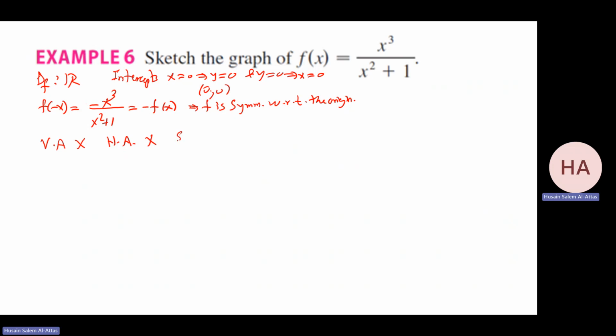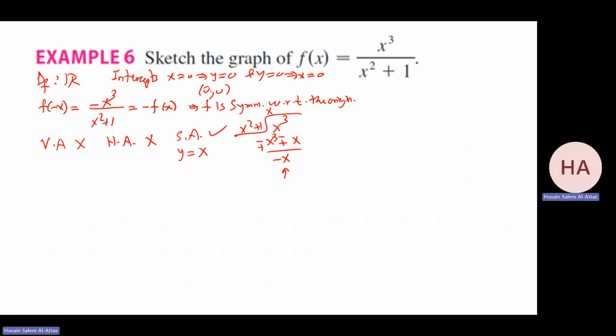Asymptotes. Vertical asymptotes, no. Horizontal asymptotes, no. Slant asymptote, yes. How to get it? X cubed over x squared plus 1. It will be x, and the remaining degree is less. So I stop. The slant asymptote is y equals x.